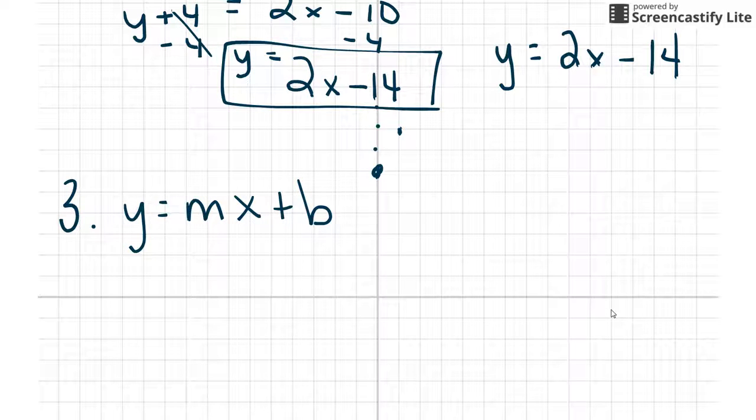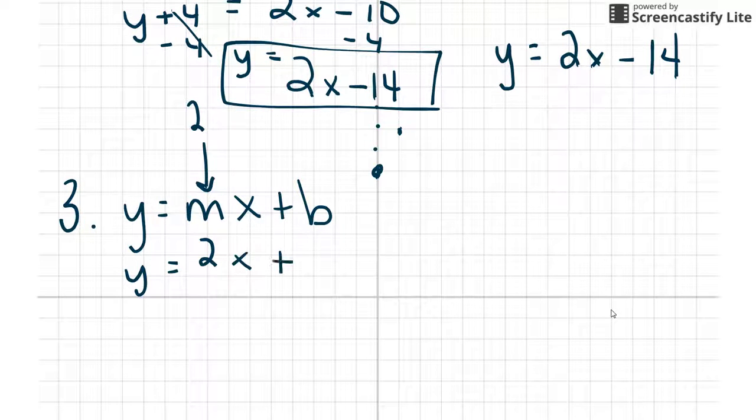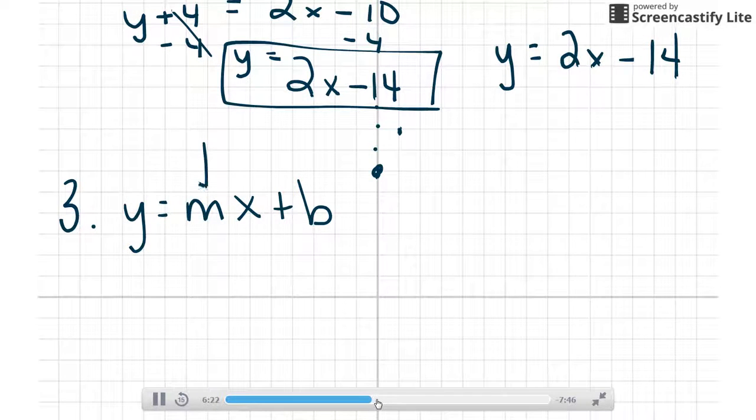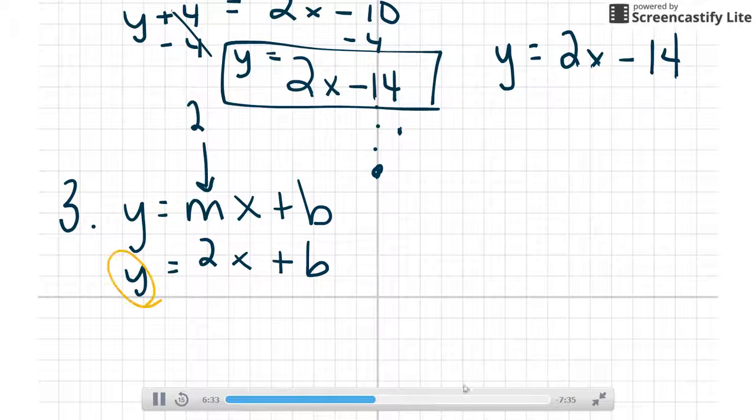The third and final way that we can literally get the exact same answer is to use y equals mx plus b, and we already know the slope is 2, so I can go ahead and fill that in. Y equals 2x plus b, and right now I have 3 variables in there. I've got a y, an x, and a b, and it's impossible to solve for all of those.